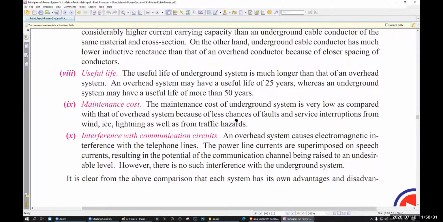So certain advantages and disadvantages are there. This is an economic decision, and this is an aesthetic decision, not an electrical decision. Do you know what aesthetic is? Aesthetic means beautification. So whether you want to make your city beautiful or not, this is the decision. Okay, so I believe we can stop here today. Even there is no loss of life in underground.